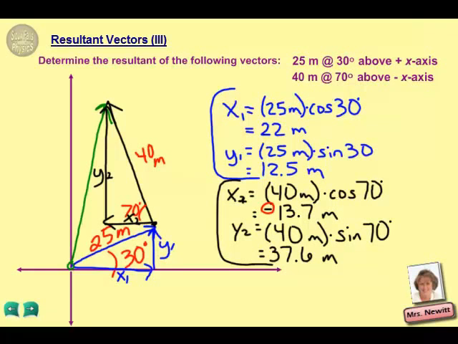Now we've put varying amounts of significant figures on our answers up here. When you're calculating these out, you probably want to leave as many sig figs in your calculator as possible until you get to the very end.